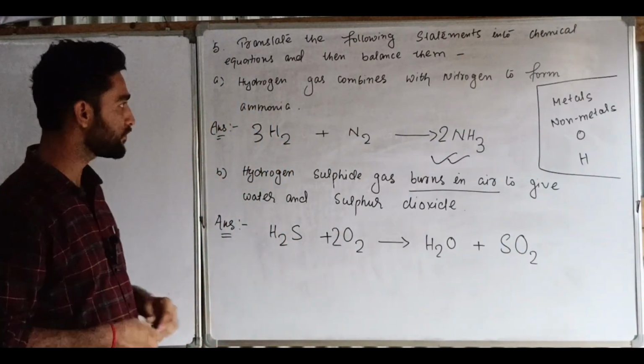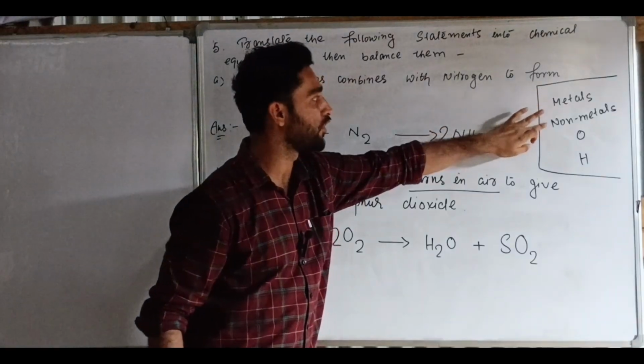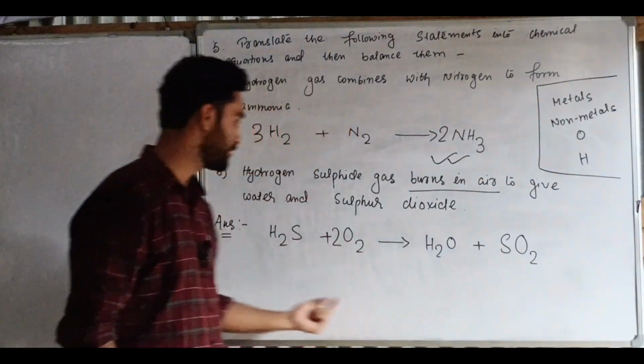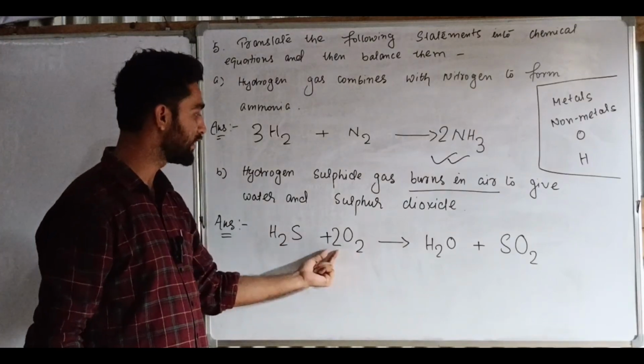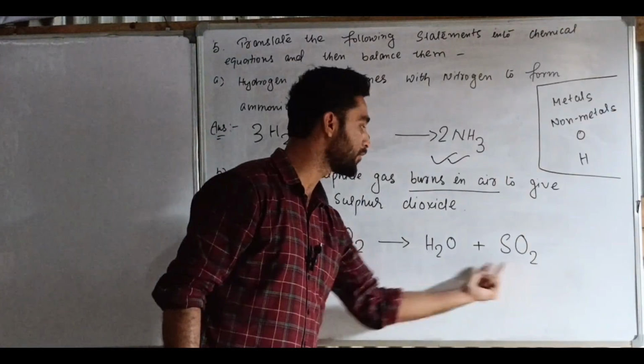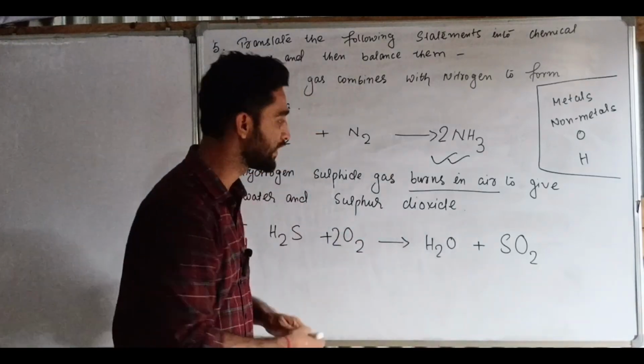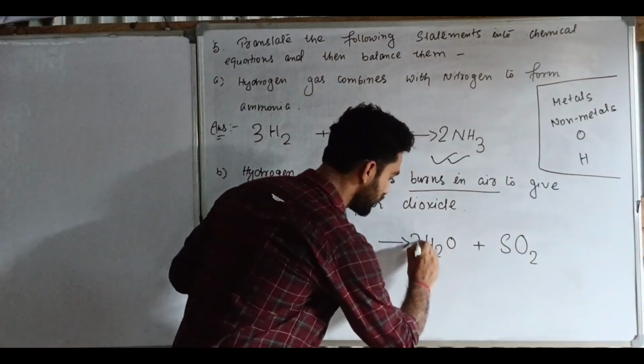Now check. Metals are absent, non-metals only sulfur. This side sulfur 1, sulfur 1. Now you see oxygen this side became 4. This side became oxygen 3. Now this side oxygen became less. So try to balance right hand side. So put 2 here.